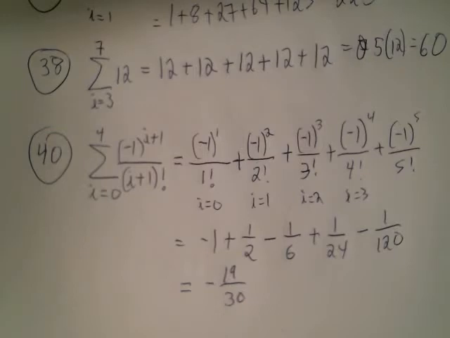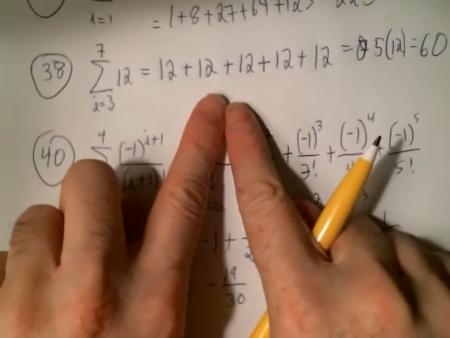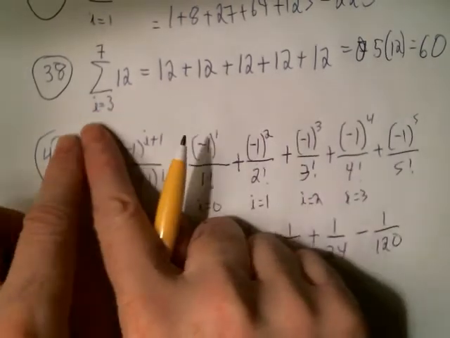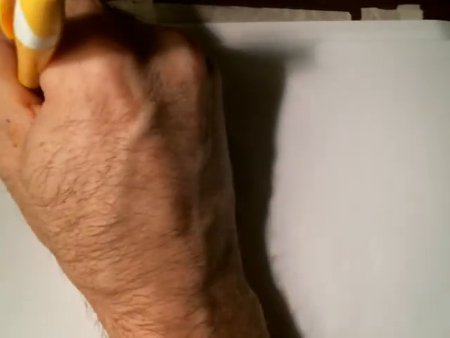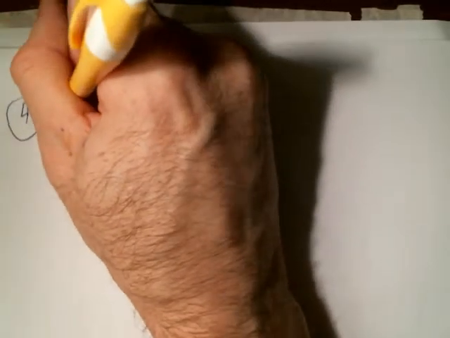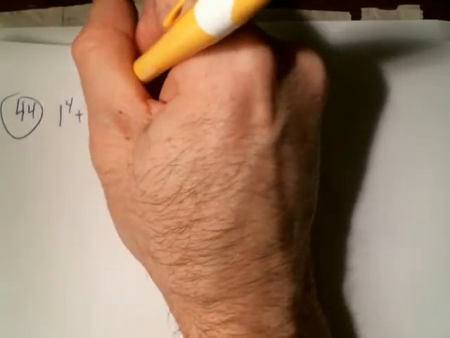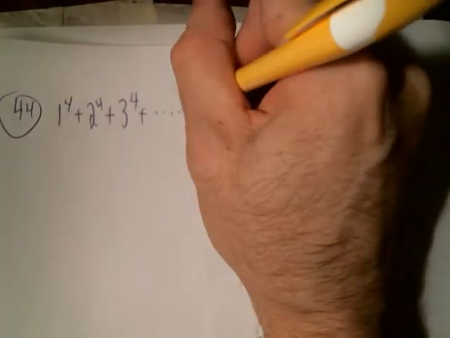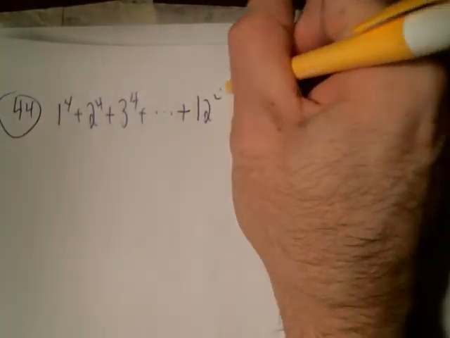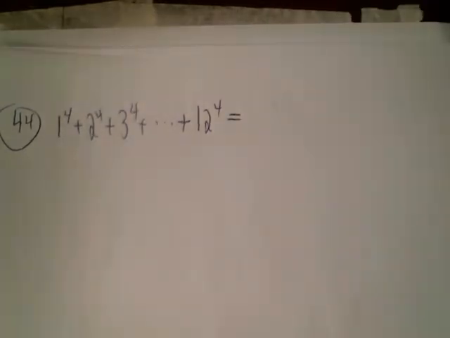Okay, you want to be good at going back and forth, so you want to be good at what they call collapsing and expanding. So right now we've been expanding. We also want to get good at collapsing these things. So for instance, 44, we have 1 to the 4th plus 2 to the 4th plus 3 to the 4th plus ... plus 12 to the 4th. And then they want you to write it in summation notation.